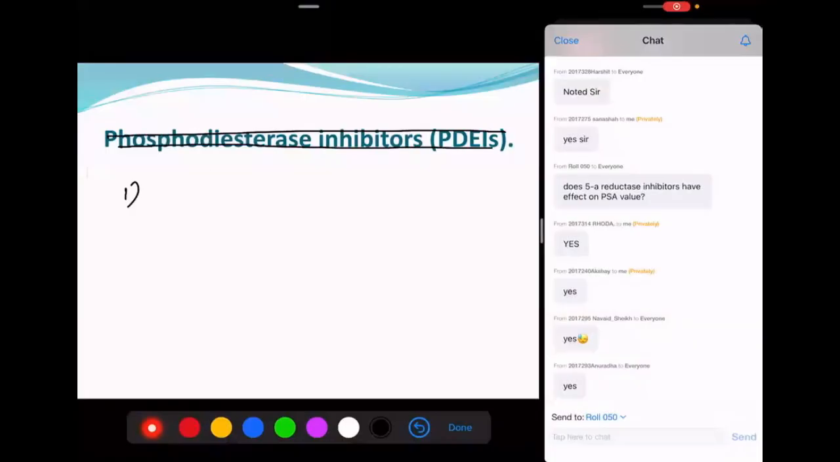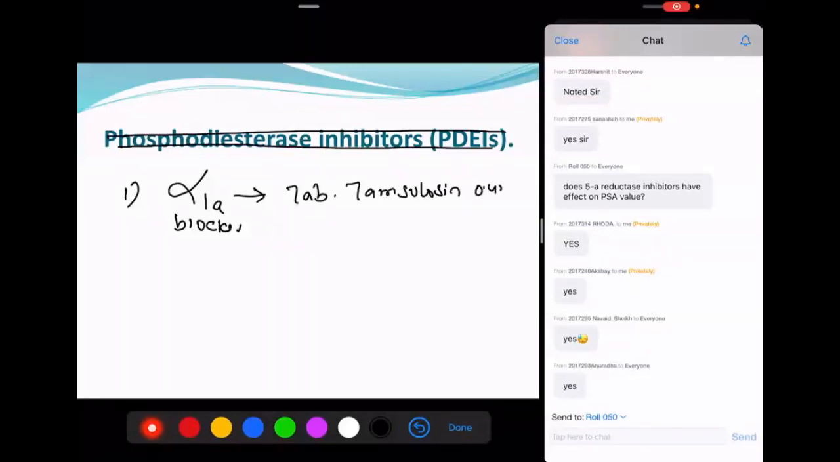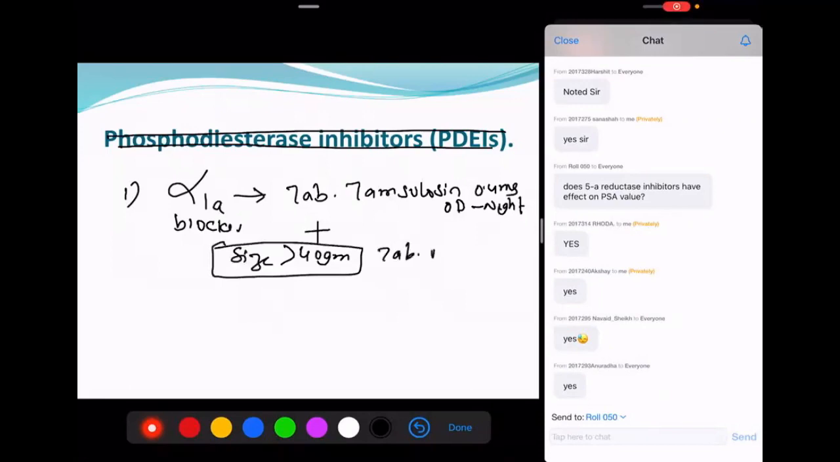We always start with an alpha 1 blocker, specifically an alpha 1A blocker, that is tablet tamsulosin, 0.4 milligram OD, daily at night. Then we see if the patient has a prostate size more than 40 gram, then you can add tablet finasteride.